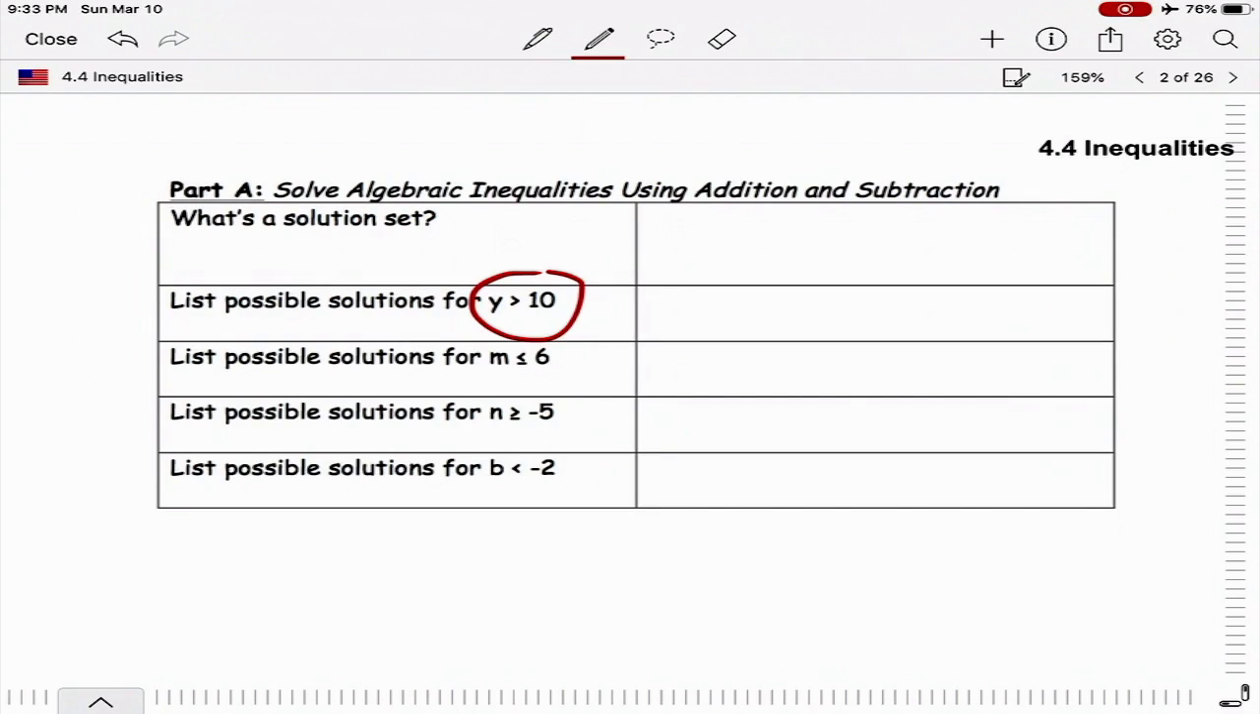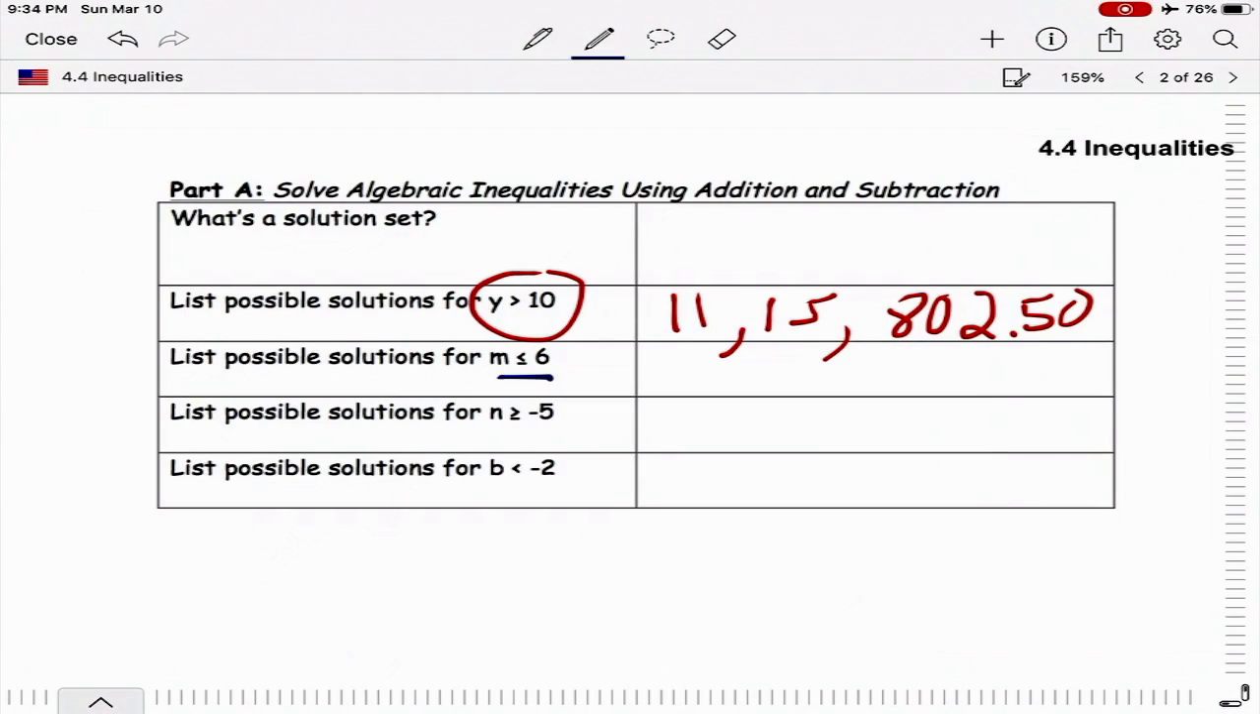So here, list possible solutions for y blank 10, because the y has the bigger inequality sign, right? It's y is greater than 10. So if I read it, it's just saying y is greater than 10. So just list numbers that are greater than 10. Well, 11 is greater than 10. 15 is greater than 10. 802.50 is greater than 10. Those are all possible solutions, right? Once again, if you know how to read it, it's not hard.